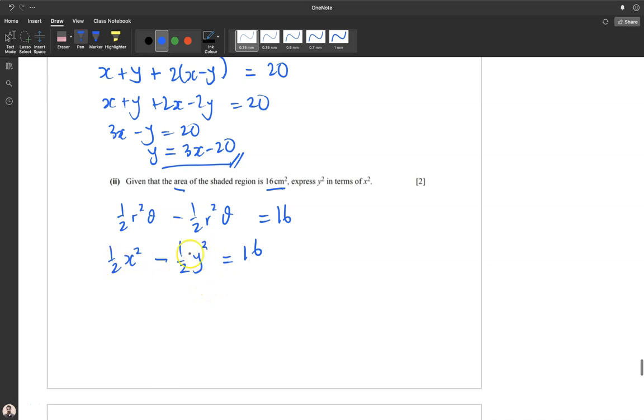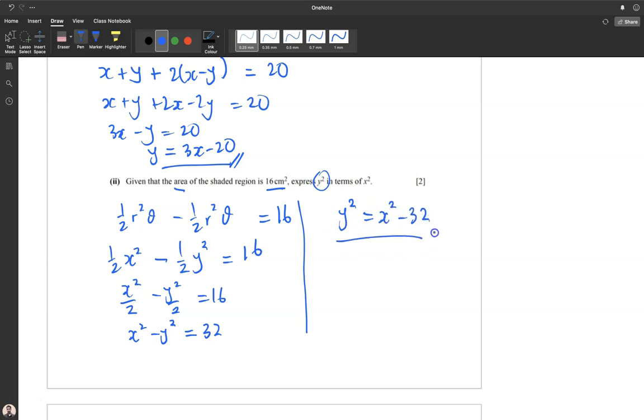So let's simplify this and put it in a way that's easier to look at. Now I see what I can do. It's just basic algebra. Remove the denominator and you will end up with x squared minus y squared equals 32. I just multiplied everything by 2 to remove the denominator. Now they want again to express y squared, so I'm going to rearrange everything and I will end up with y squared equals x squared minus 32. That's my answer.